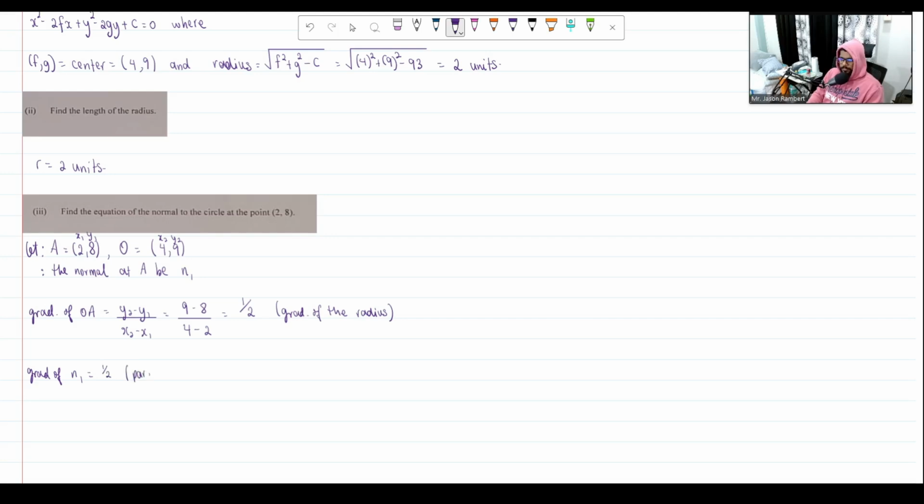Parallel lines have the same gradient, and it's saying n1 is parallel, this is the symbol for parallel, to OA.